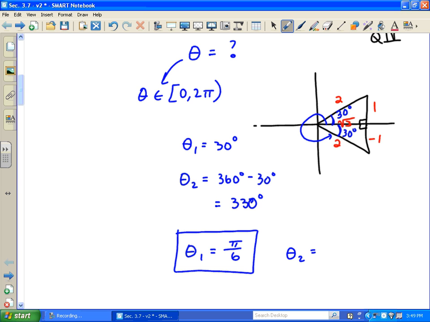Think about it this way. We know that this angle over here is 2 pi. 2 pi written as a multiple of pi over 6 would be the same thing as 12 pi over 6. And so the other angle is 1 pi over 6 away from that, and so this would be 11 pi over 6 as the other answer. There are the two answers.